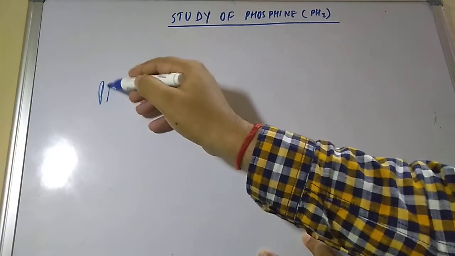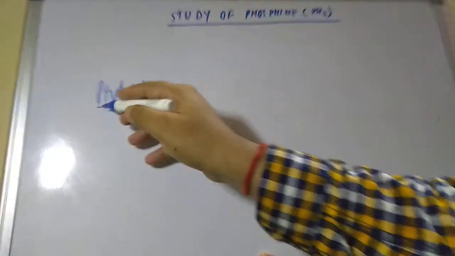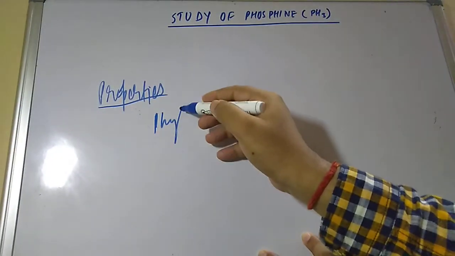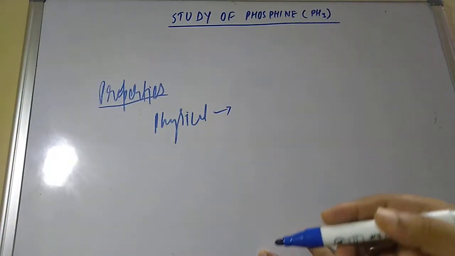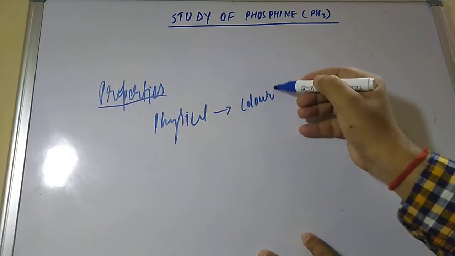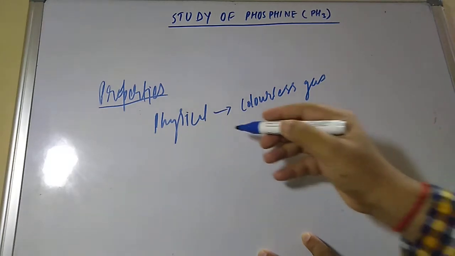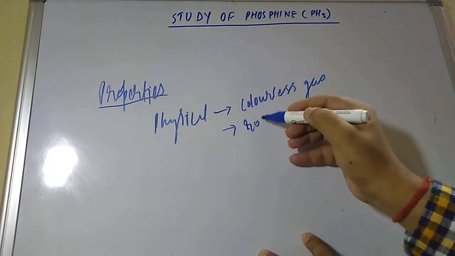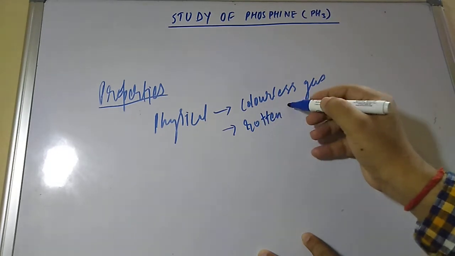The next heading is properties. In properties, firstly we will study the physical properties. What is the physical nature of phosphine? Firstly, it is a colorless gas. And what is the smell? This is a rotten fish like smell.